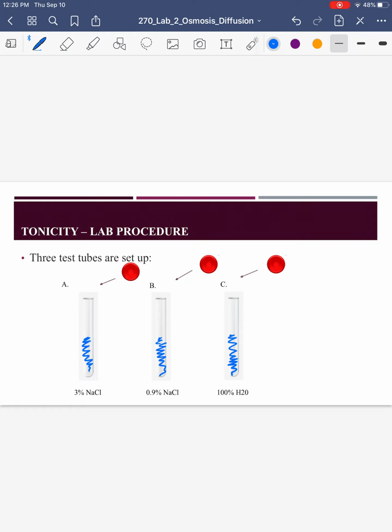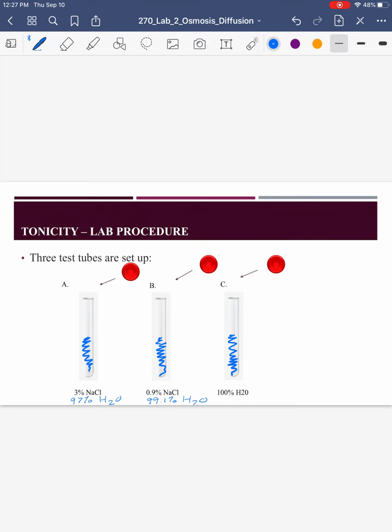And as I did before, guess what? If we're going to try and figure out how water is going to move, we compare the concentrations inside and outside. So let's just start. If test tube A is filled with a 3% salt solution, that means that the rest of that is water. If test tube B is filled with 0.9, the rest is water. And test tube C is all water.